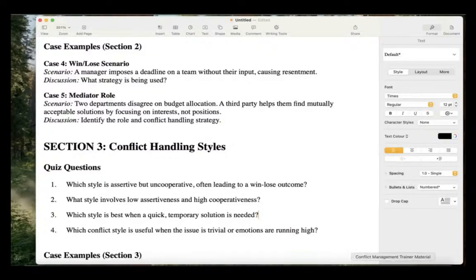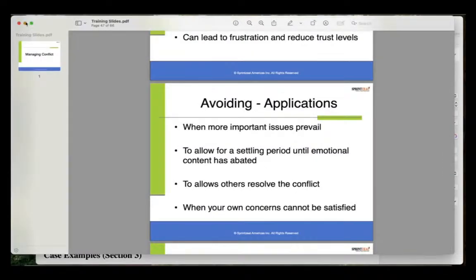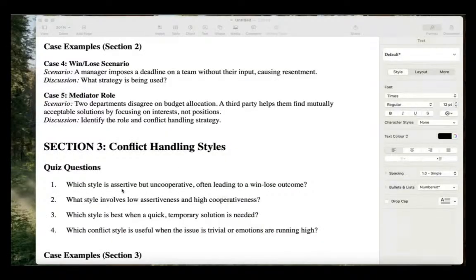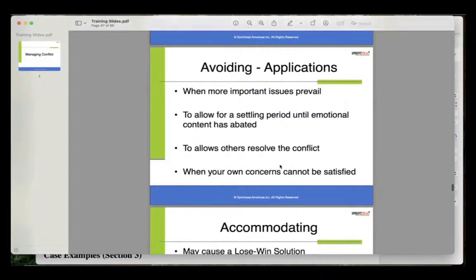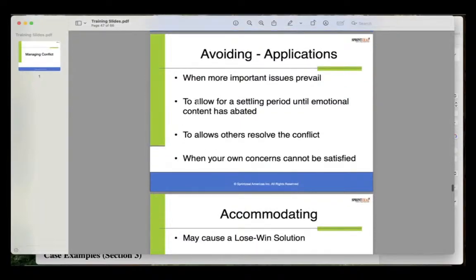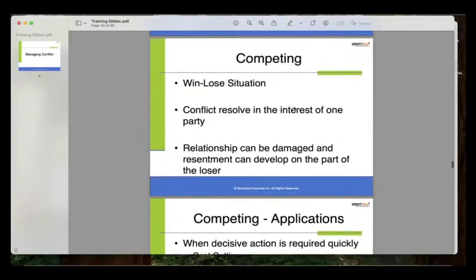So yeah, you got it right. When the issue is trivial or emotions are running high, let's again just see the avoiding ones. It is to allow for a settling period until emotional content has abated. So avoiding is their style. The other party is not going to be happy about that usually.